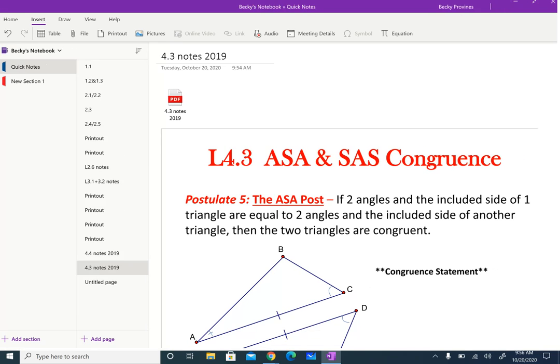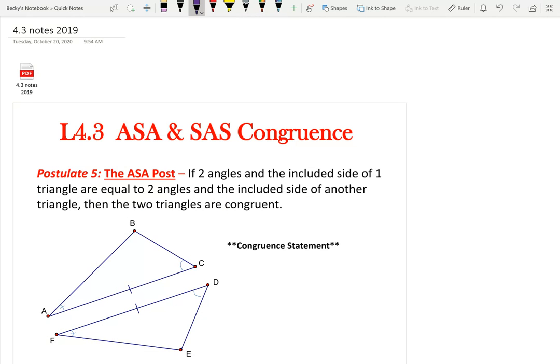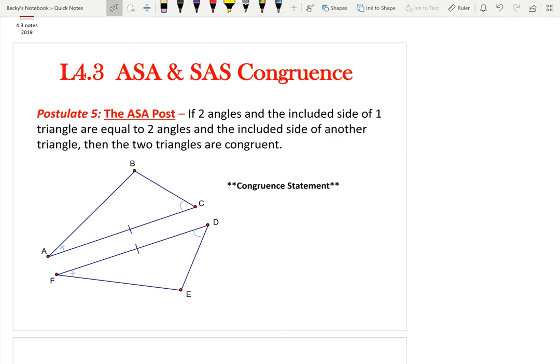Hi everyone. Today we're going to go over lesson 4.3 over ASA and SAS congruence. So today what we're going to do is find two ways that we can prove triangles are congruent with each other. But we're only going to prove three things.